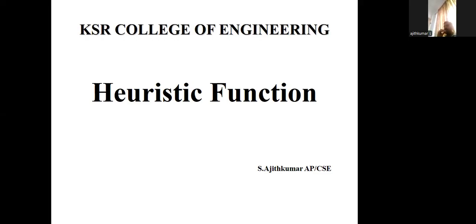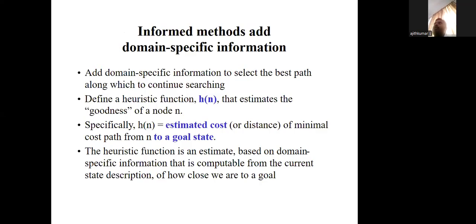Today we will see our topic: the heuristic function in informed search. The informed methods add domain-specific information to select the best path along which to continue searching. The heuristic function h(n) estimates the cost of node n. Specifically, h(n) is equal to the estimated cost of the minimal cost path from n to the goal state.